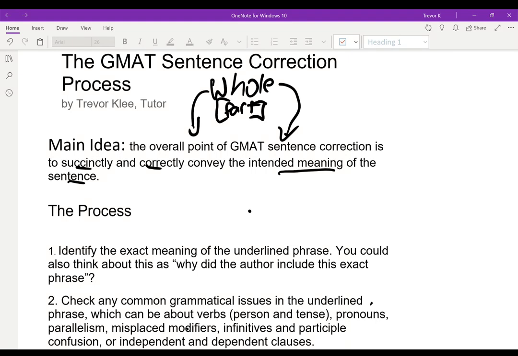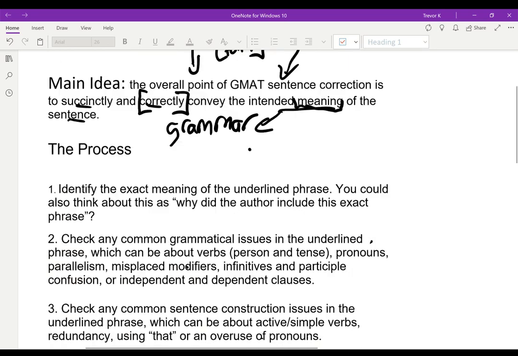Now, what I want to do here is hone in on correctly conveying it, specifically with regards to grammar. By doing this, I don't want to get you confused and make you think, oh, well, grammar is all of it. It's really not. We're going to talk about this a bit more, but we're still starting with meaning, and then we're going to grammar. But for this video, we're going to focus on a grammar thing.